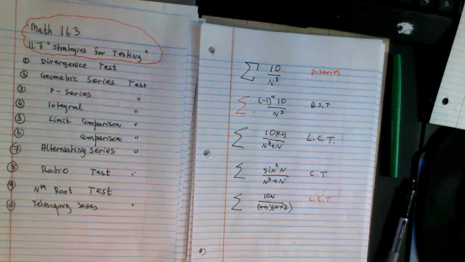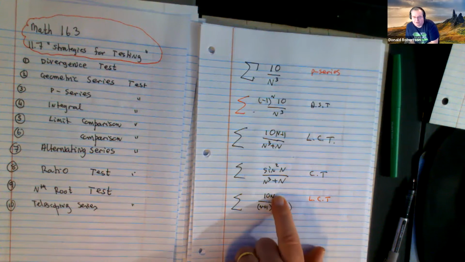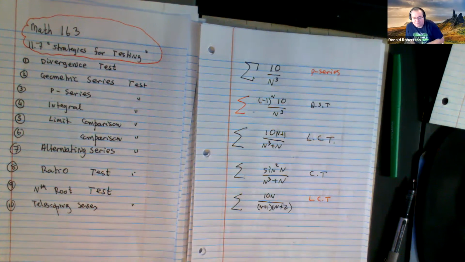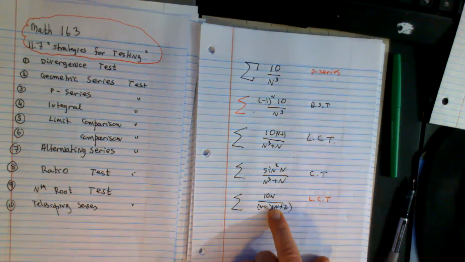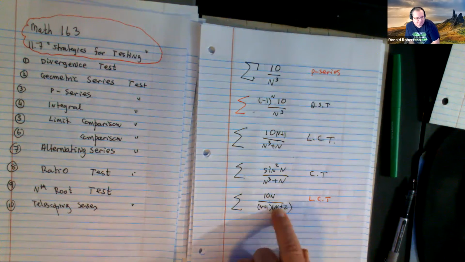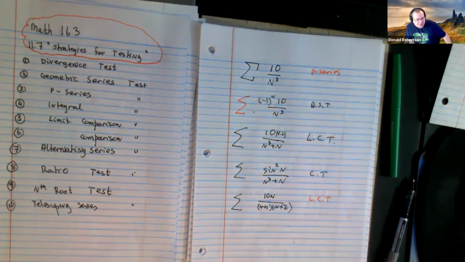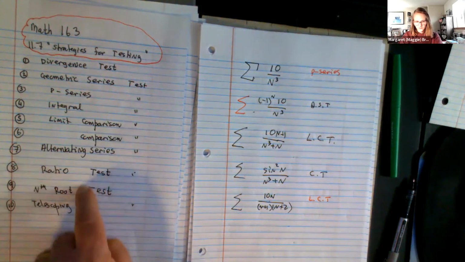Divergence test? No, if that was n squared, I'd agree with you. Actually, that's what my next question is going to be, but forget about that. No, that won't work. Not this time. There's a clue in the way the bottom was written. And it's one of these guys. Is it a telescoping series? It is.